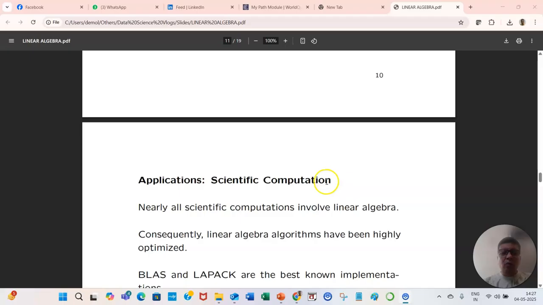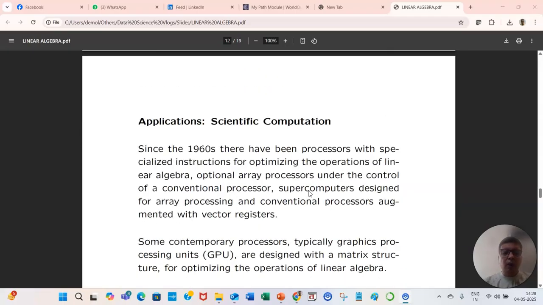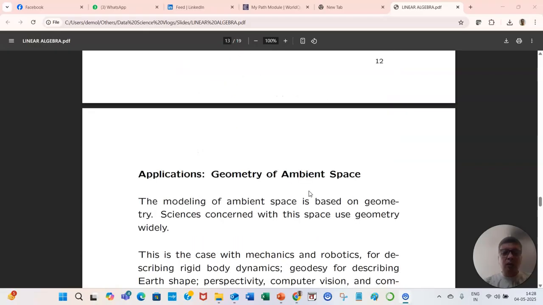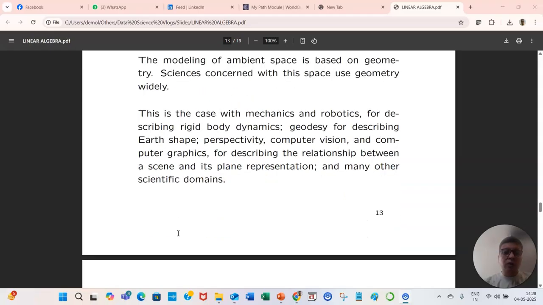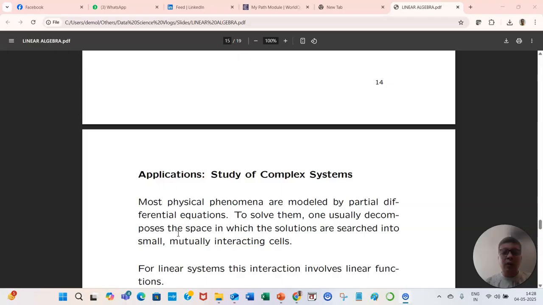Then some scientific computation. Then geometry of ambient space. The modeling of ambient space is based on geometry, the sciences concerned with space. I'm not very conversant about ambient spaces, but there is an application of linear algebra.